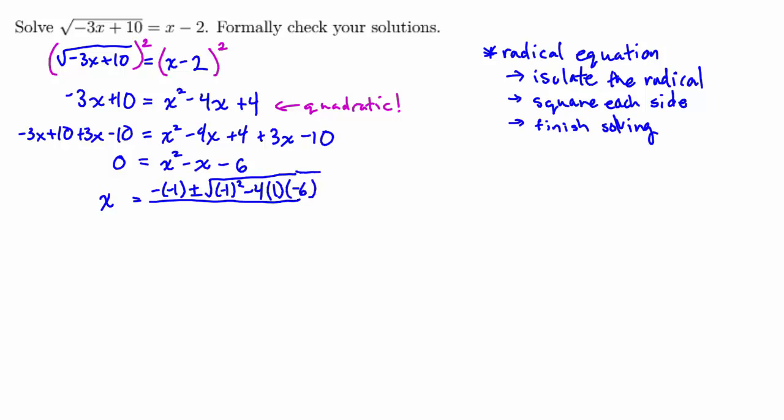So I have in the numerator the opposite of negative 1 plus or minus the square root, and then inside there I have quantity negative 1 squared minus 4 times 1 times negative 6. That's all over 2a, so that's all over 2 times 1.